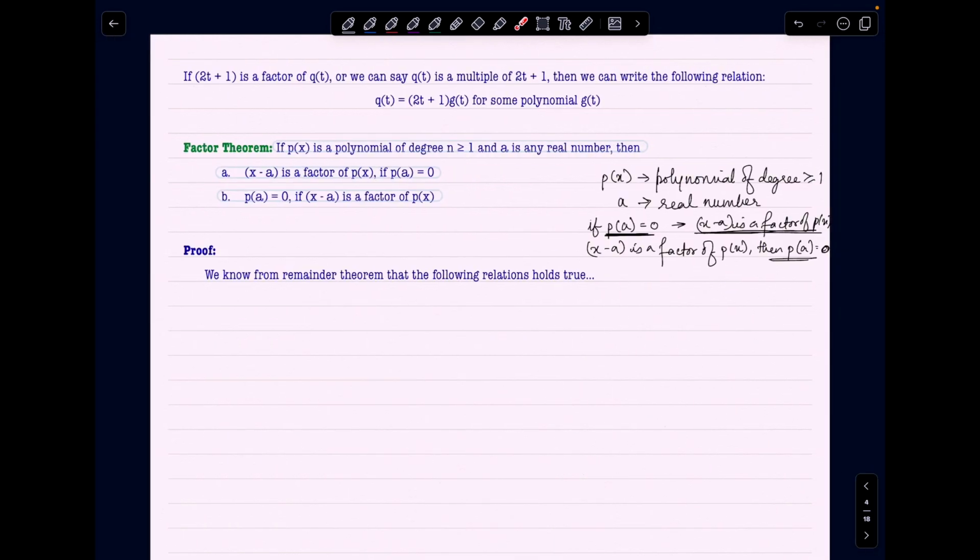So we have to see the proof now. What is the proof? From the remainder theorem, I have given you one relation. That relation is dividend equals divisor into quotient, plus remainder.